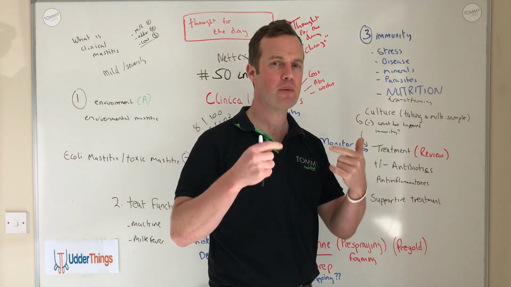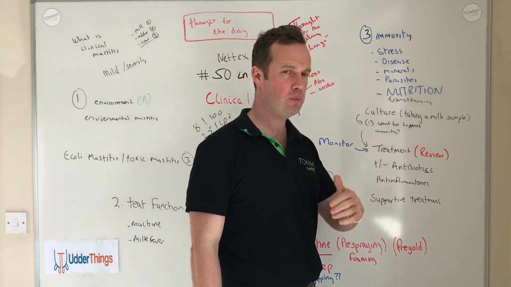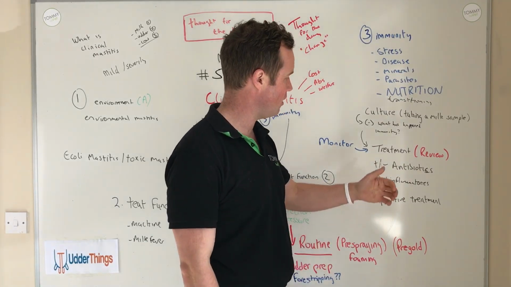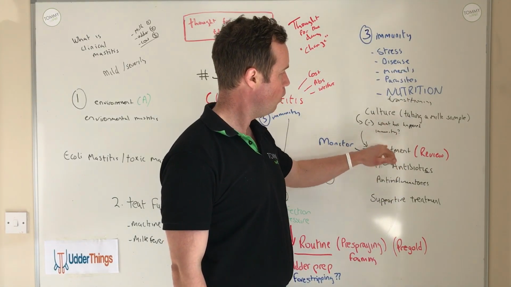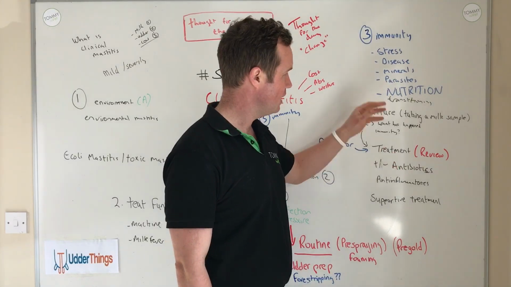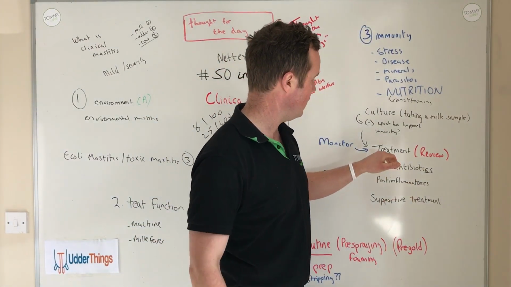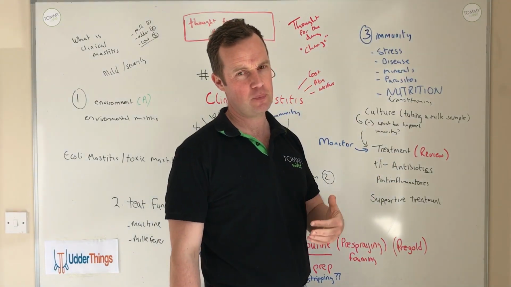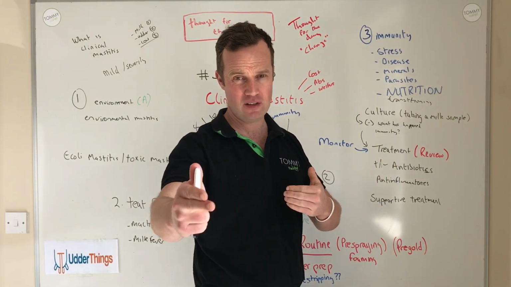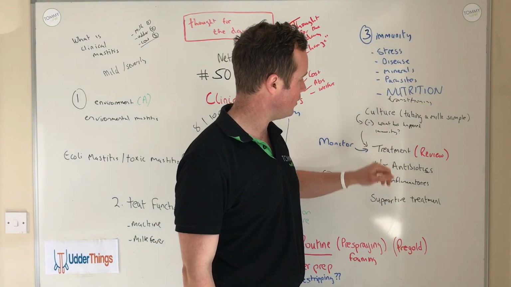It allows us to make better decisions around treatments, because we will need to use antibiotic treatments on some of these cases and see what pathogens are there. It might feed into our idea of how it's spreading as well. So like for strep uberis, for example, that can spread from the environment, but it also can then become a contagious mastitis. So it's really important to get cultures.